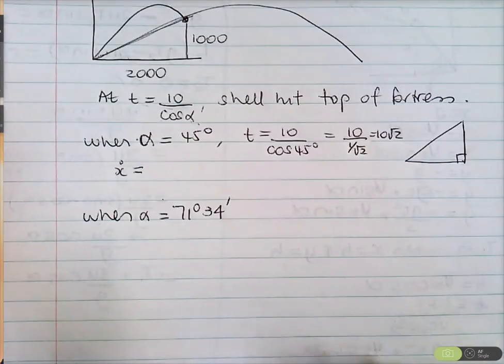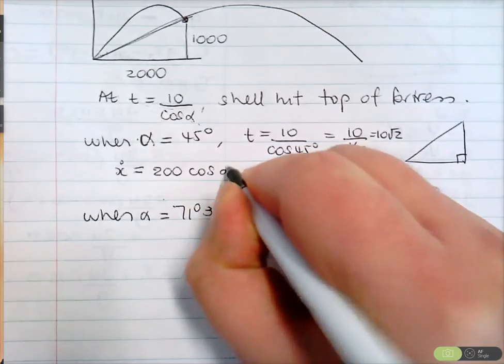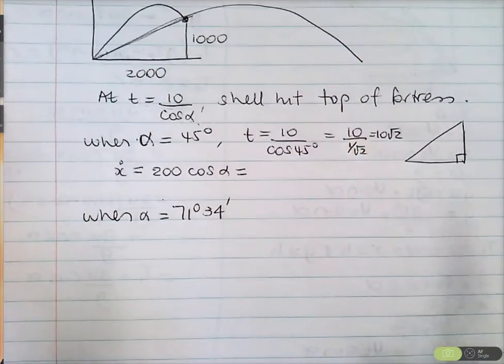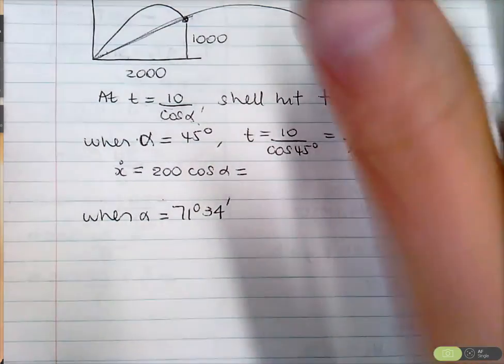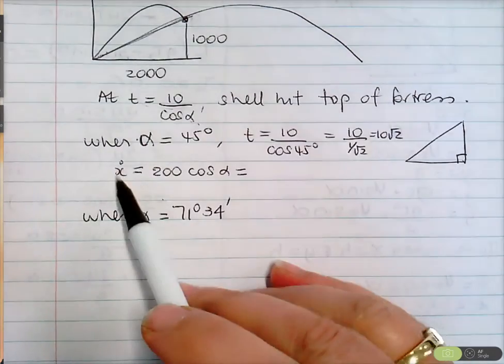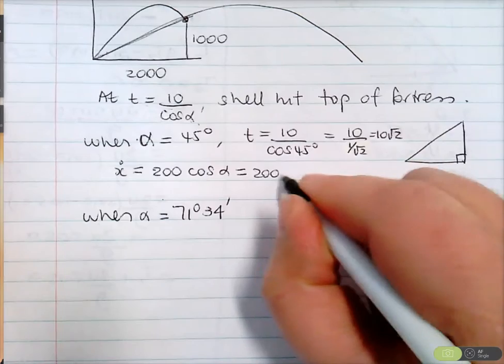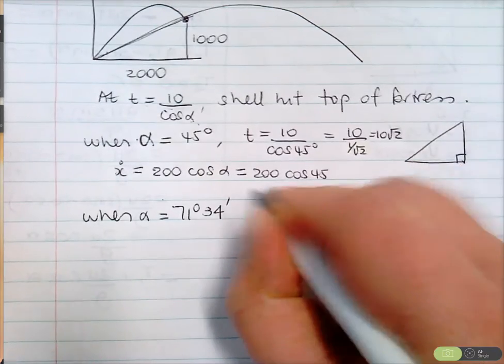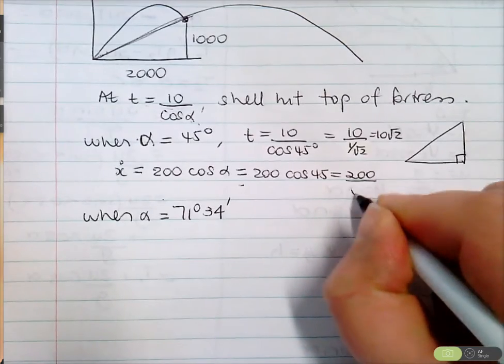Now the formula for x dot is 200 cos alpha. Actually I don't need it for that, but I think I'll need it for the y dot. So I can look at the formula here. X dot is 200 cos alpha, which is 200 cos 45, which is 200 over root 2.